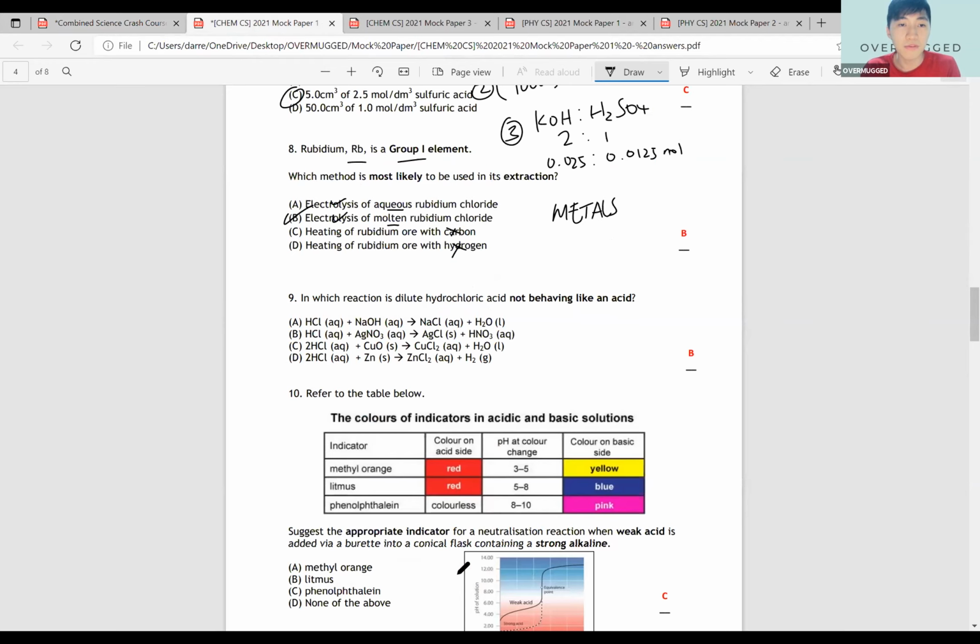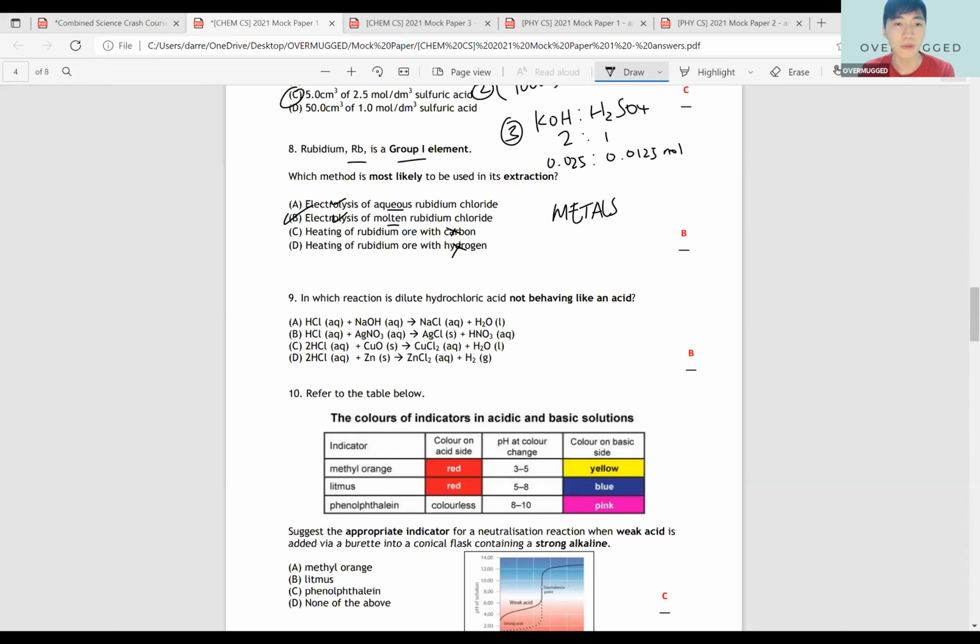Okay, but before I move on, question 8, just a quick question. What's the difference between molten and aqueous? Molten means liquid state. Solid, liquid, gas. Molten means liquid. Aqueous means we add in water. So aqueous is essentially a solution. That means water is inside. There's a difference between molten and aqueous.